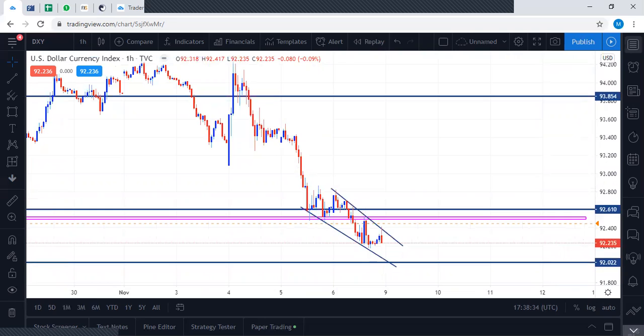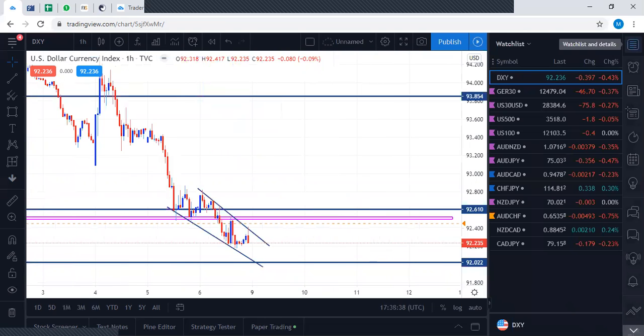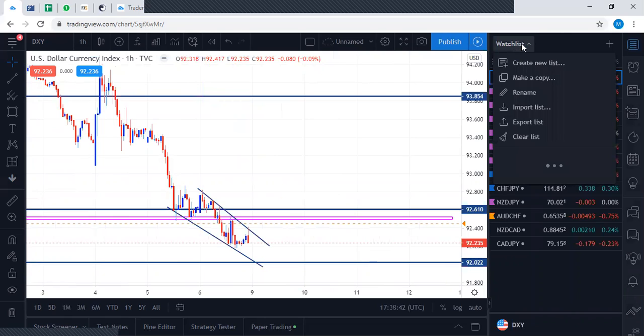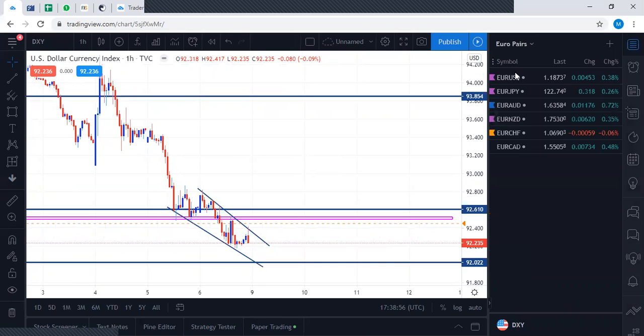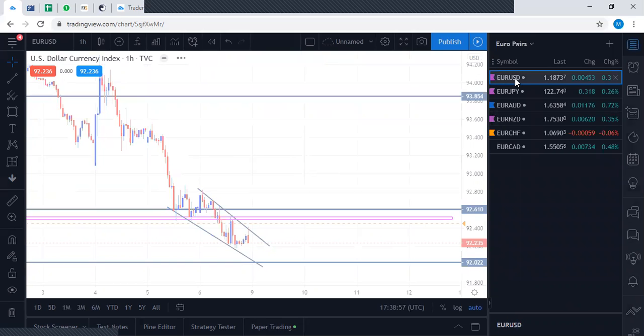So without further ado, I think it's taking a lot of time now. Let's hop on the chart and look at the currency pairs we are going to be looking for. I created watch lists, titled the Euro pairs, the Pound pairs, the USD pairs, and the watch list for other pairs that are not Euro, Pound, or USD. Let's go to the EURUSD here.